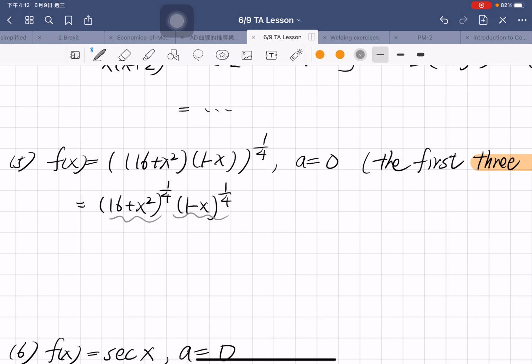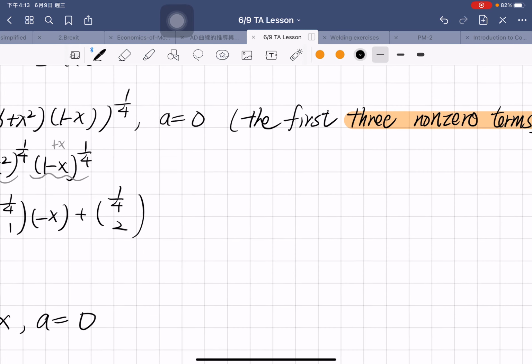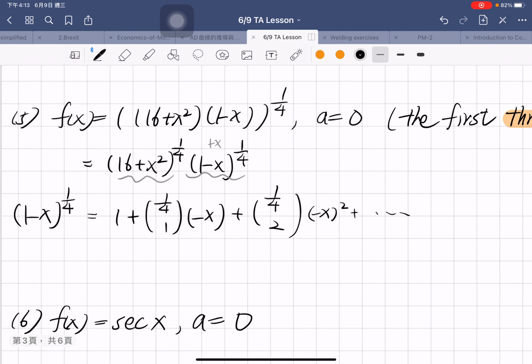Okay, so now you have a 1 plus x. You just change your x to minus x, and this you need to subtract by 16, okay? So, 1 minus x with a 1 over 4 power. Just plug in the 4 lines. You get minus x with 1 power and 1 over 4 choose 2 with minus x squared, and just some non-important term.